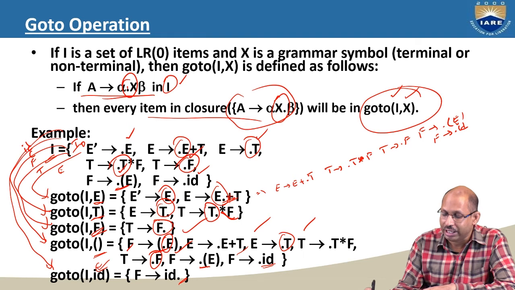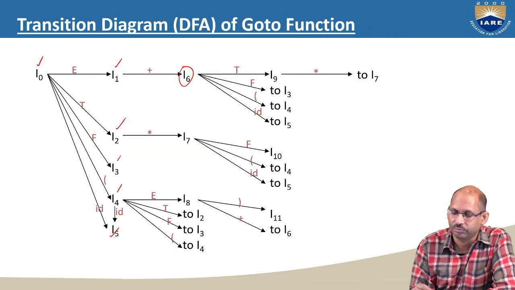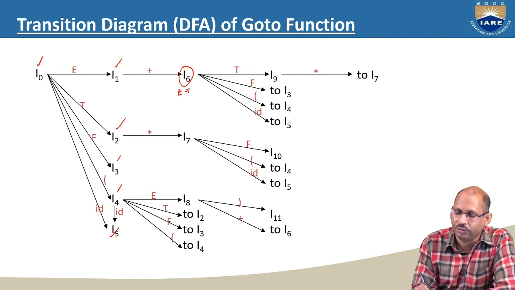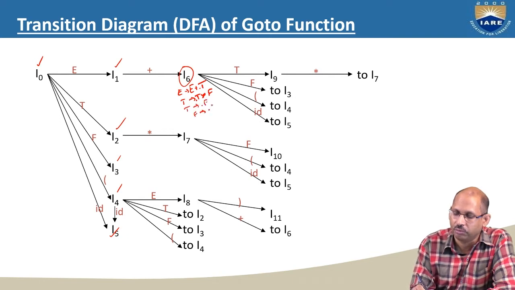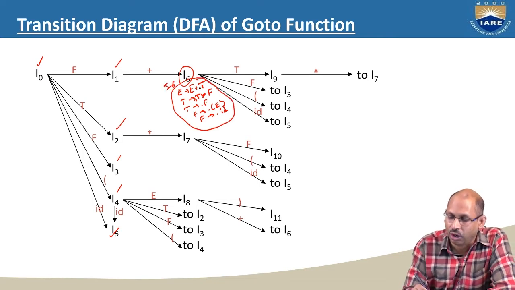Right? So I6 I am writing here. It will be E gives E plus dot T. So write the T productions: dot T into F, dot F. F equal to left parenthesis E, then F equal to dot ID. So this is I6.